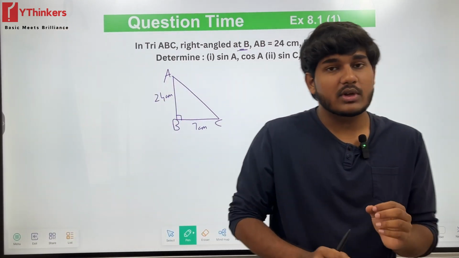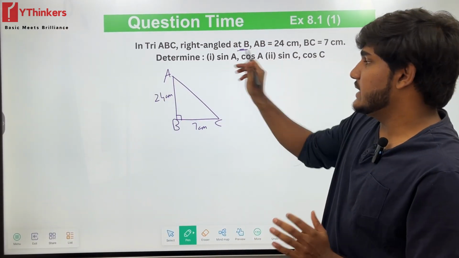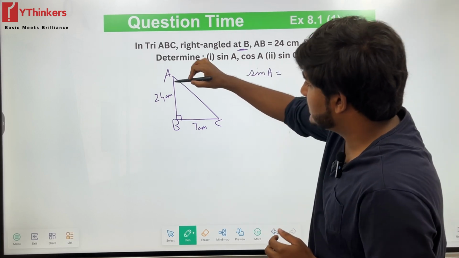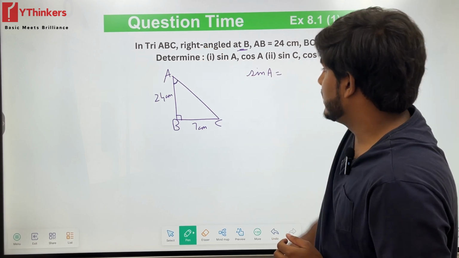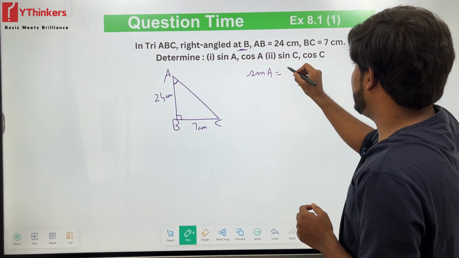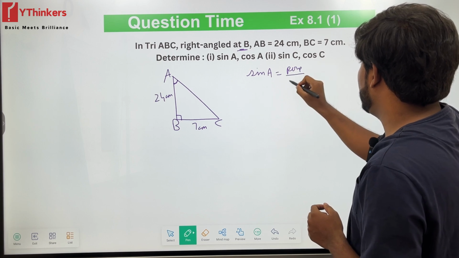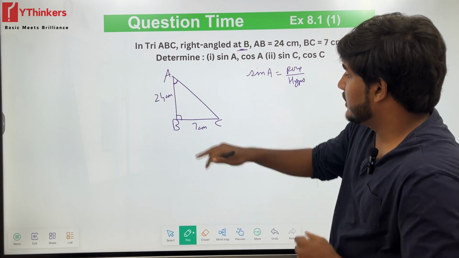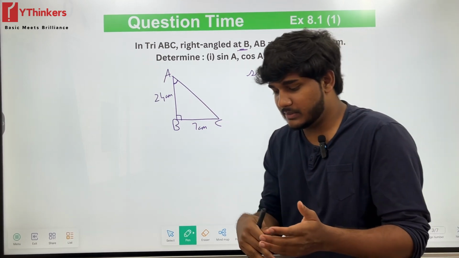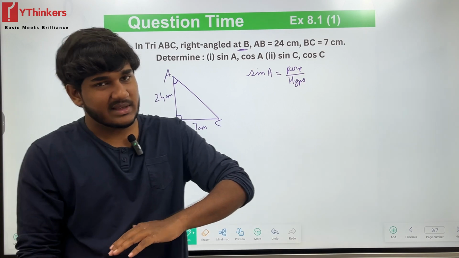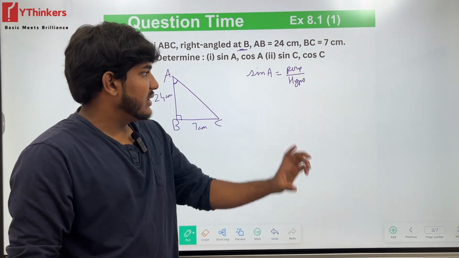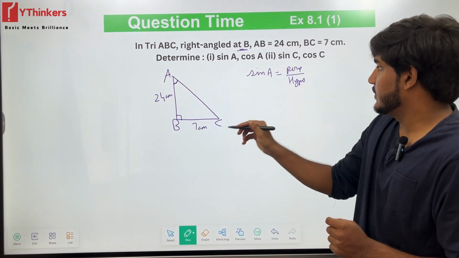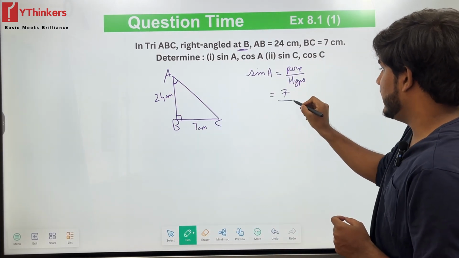इसको सॉल्व करने का सबसे आसान तरीका क्या है? I need sin A. Sin A means this angle, right? First this angle, sin A. Sin A is nothing but perpendicular upon hypotenuse, or which is opposite by hypotenuse. Some people say perpendicular by hypotenuse, or some people say opposite by hypotenuse. Do I know perpendicular? इसका perpendicular क्या आ गया? 7. So I know it is 7 by hypotenuse.